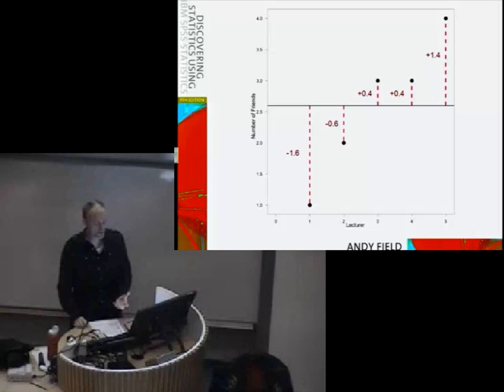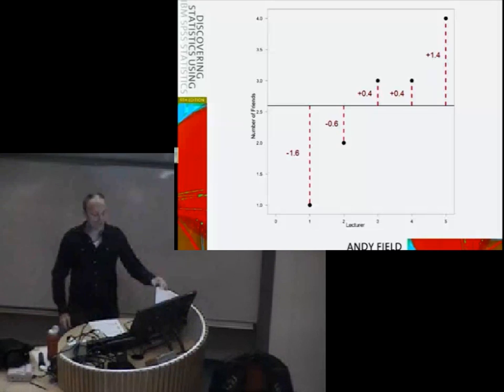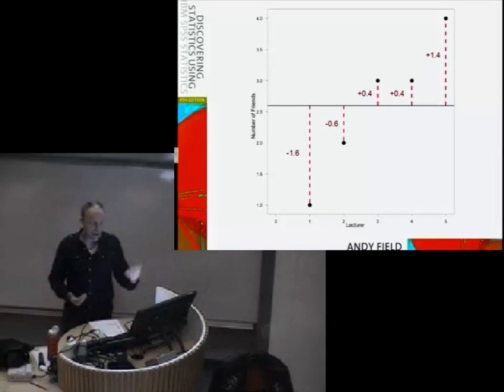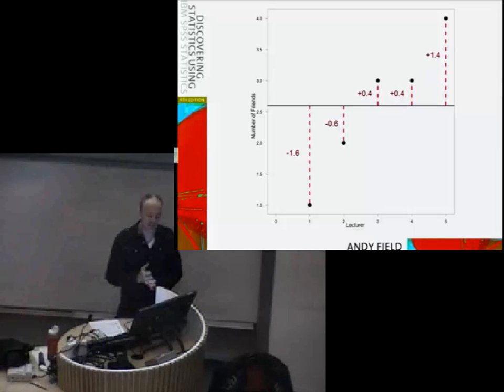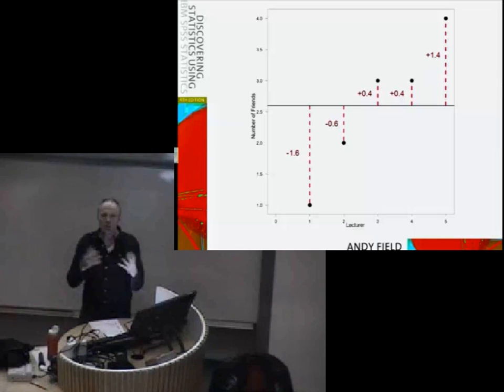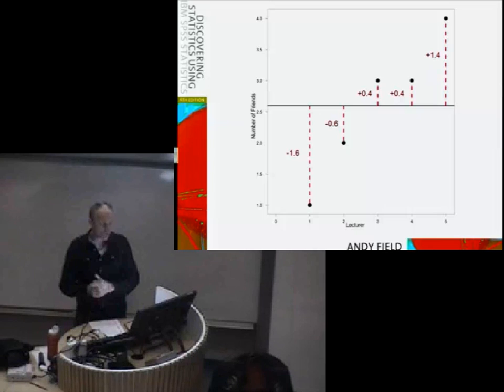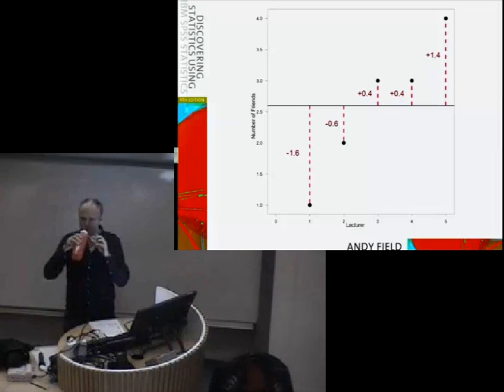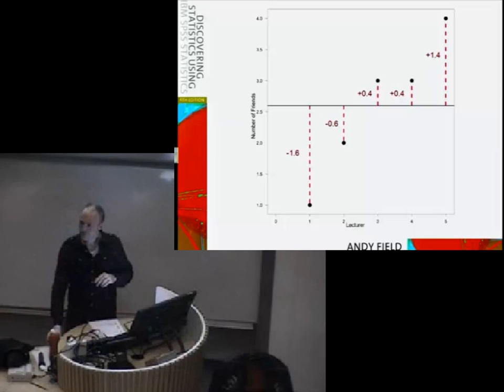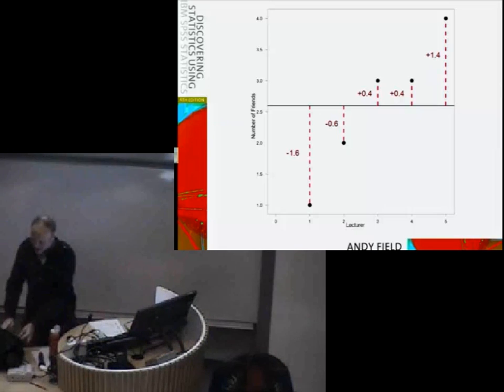So we've got some errors here. For the first lecturer, for example, we overestimated the number of friends by 1.6. He actually had one friend, but we predicted he had 2.6. So there was an error of minus 1.6. If we want to work out the total error in this model, the total error across all the sample, we could just add up these deviations. Now, what would be the problem with adding up those deviations or those errors? Yes, they would cancel out.